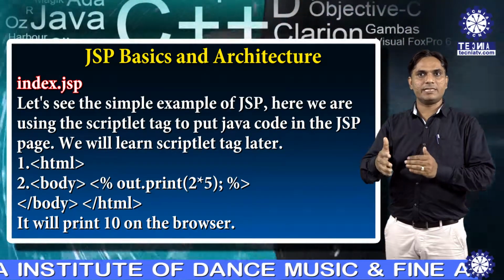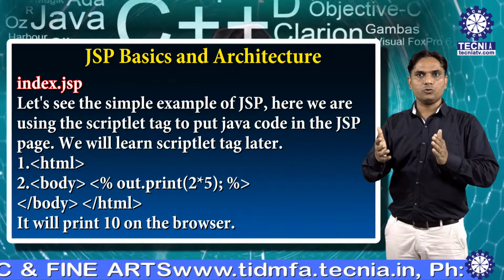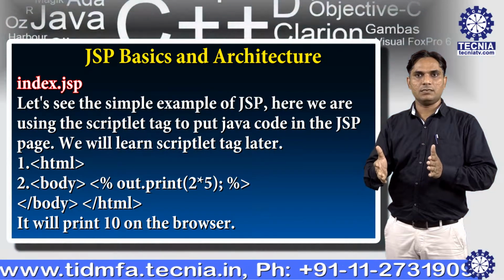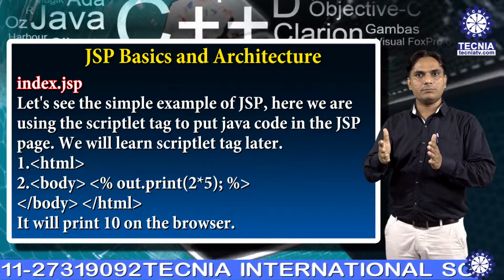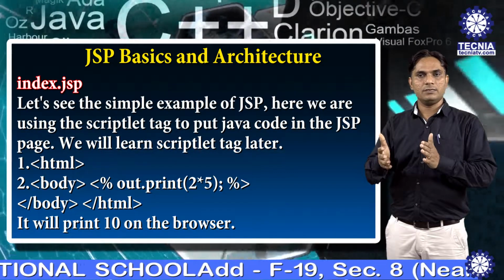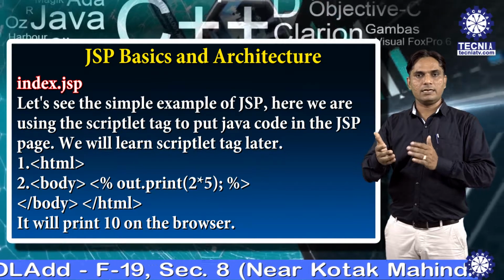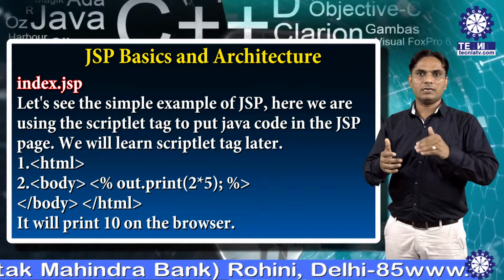Index.jsp. Let's see a simple example of JSP. Here we are using the scriptlet tag to put Java code in the JSP page. We will learn the scriptlet tag later. HTML body, and pass the delimiter sign, out.print 2 into 5, and close the delimiter tag, and close the body tag and close the h tag. It will print 10 on the browser.